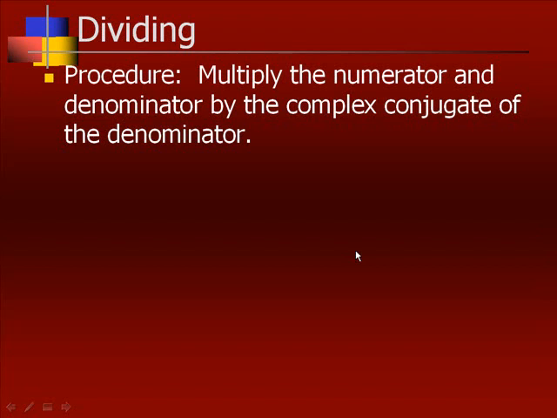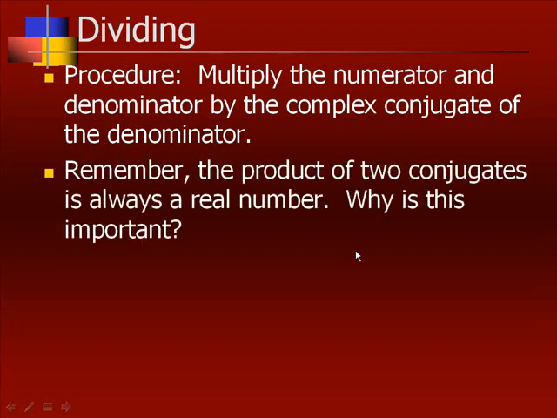So, if we are dividing complex numbers, we're going to multiply the numerator and the denominator by the complex conjugate of the denominator. Okay? And it says, remember, the product of two conjugates is always a real number. That's important to know. Why is that important? Because later on, when we're reducing radicals, we've got to multiply by something that gives us a real number in the denominator.